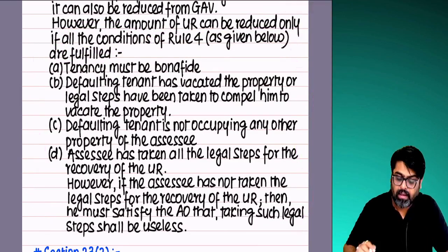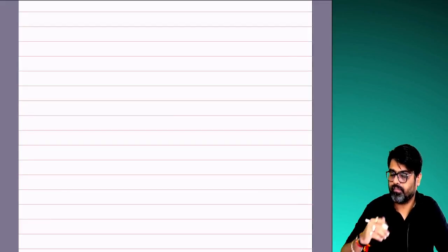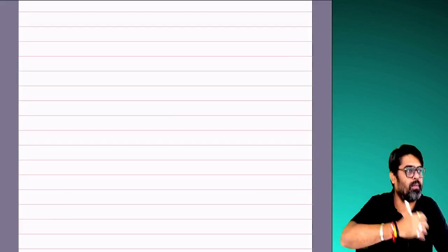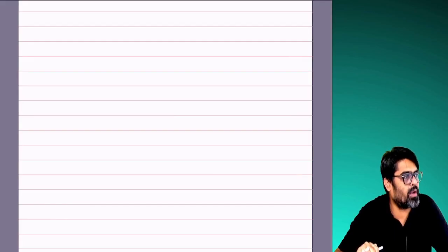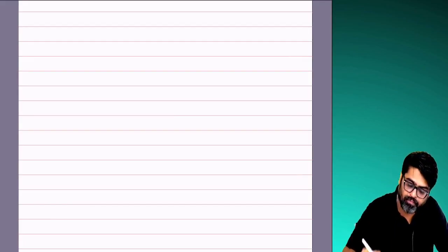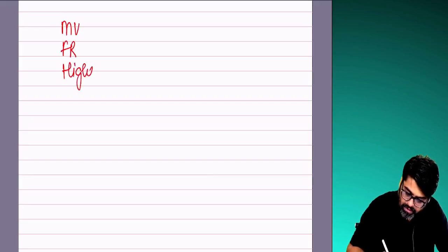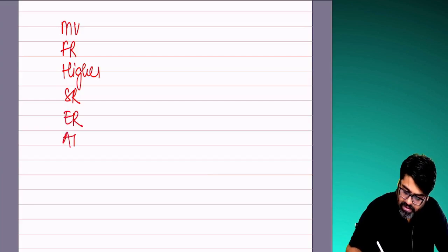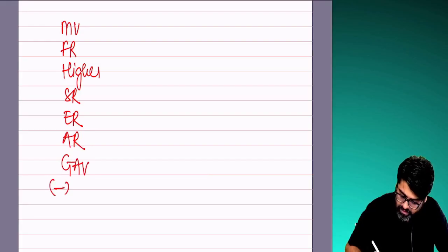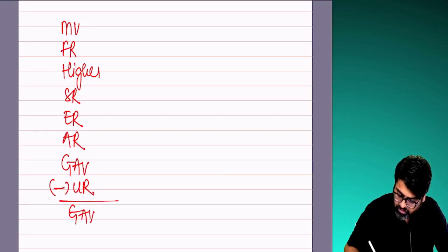Yes or no? Yesterday I wrote one format. Do you remember that format? First one, compared with whichever is higher amount, that will become expected, and compared with that, you will get a figure; out of that reduce unrealized rent, and the final amount of GAV you are going to get. This is your final GAV.